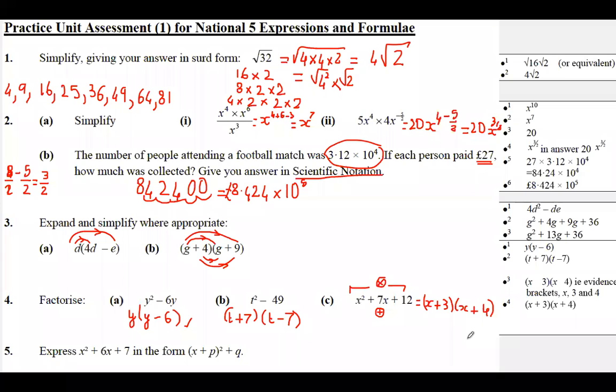Yeah? I just wrote it out. I don't know why I did this, but I wrote x squared plus 3x plus 4x plus 12. I knew that 3 and 4 were the 2 numbers that I needed to factorize that. I've obviously made it out incredibly.